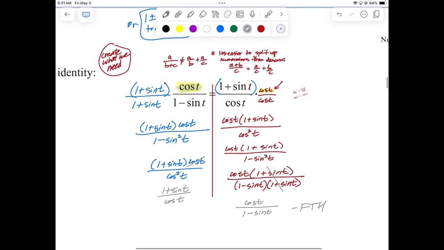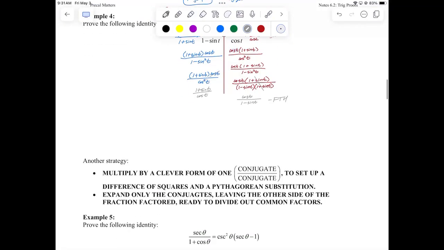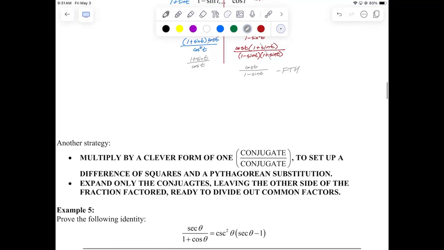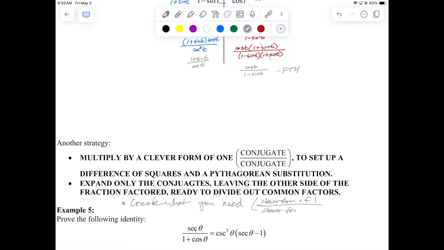How do you feel about that? Either way, which way is correct? Starting on the left side or starting on the right side? They're both correct. So multiply by a clever form of 1, conjugate over conjugate, to set up a difference of squares that leads to Pythagorean substitution, or do that in reverse. Expand the conjugates, leaving the other side factored, and let's add this strategy right here. Create what you need. Create what you need by multiplying by a clever form of 1, a clever form of 1 all over a clever form of 1.